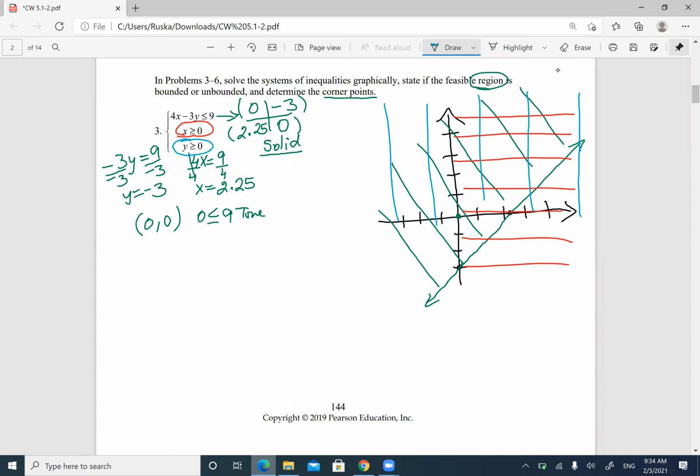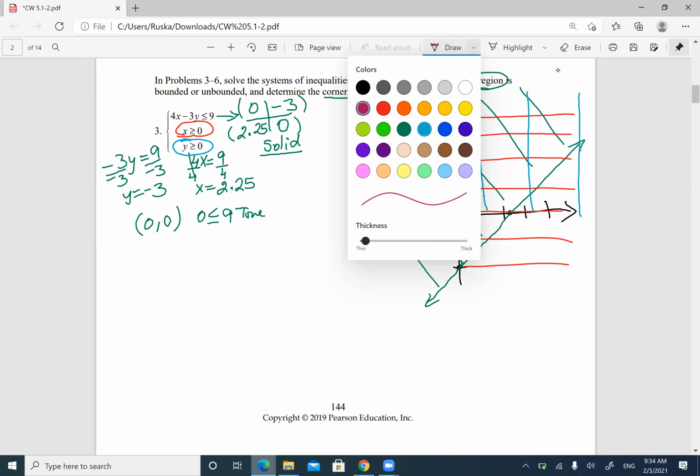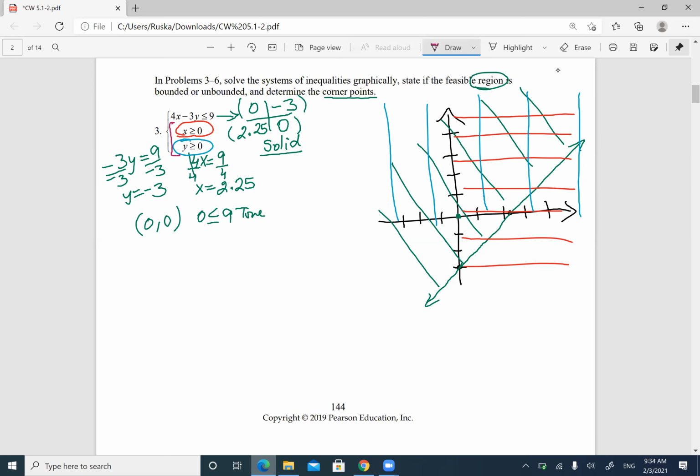Okay. So looking at that, and always remember, if you have x is greater than 0, y is greater than 0, that means you're using the first quadrant. So these two, x is greater or equal to 0 and y is greater or equal to 0, that means you're using the first quadrant. Okay? So always it's in the first quadrant here.